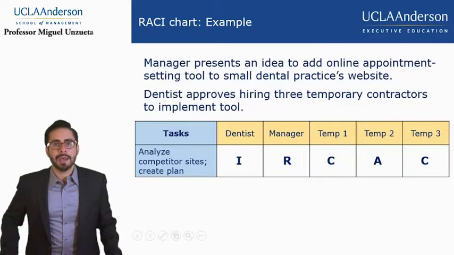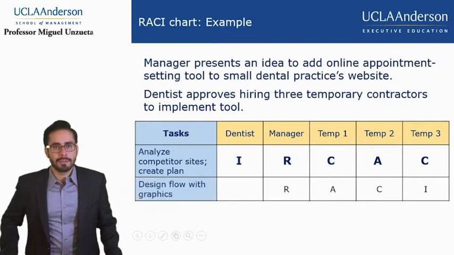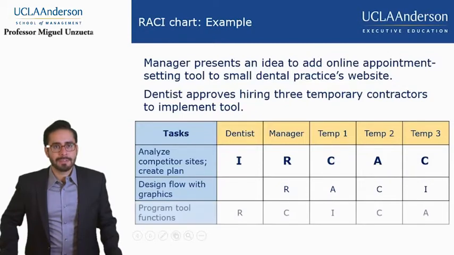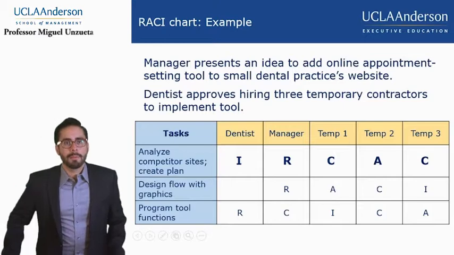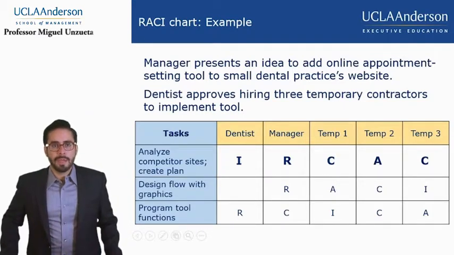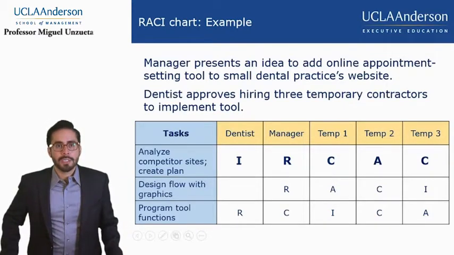And then you break down the implementation of this online system into more specific tasks, and with each task, you assign responsibilities and accountability, consulting, and informing as well. So you can see how we would move on from analyzing competitor sites to designing flow with graphics to actually programming the functions of the organization.